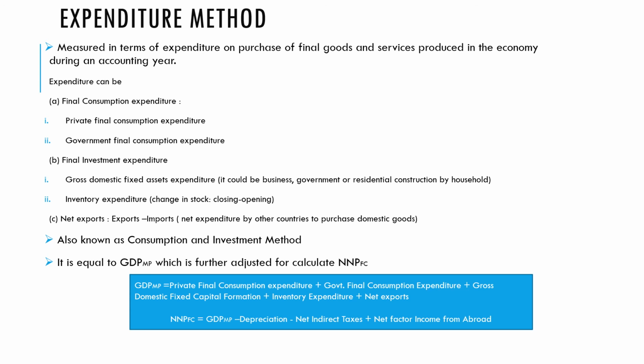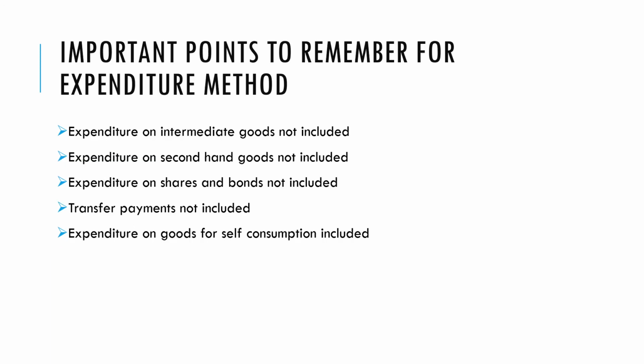So, if we look at the formula, the formula for GDP at market price will be final consumption expenditure of both private and government, gross domestic fixed capital formation, inventory expenditure, and net exports. To this, we will adjust for depreciation, net indirect taxes, and net factor income from abroad to arrive at national income. Let us look at the important points to remember for expenditure method.